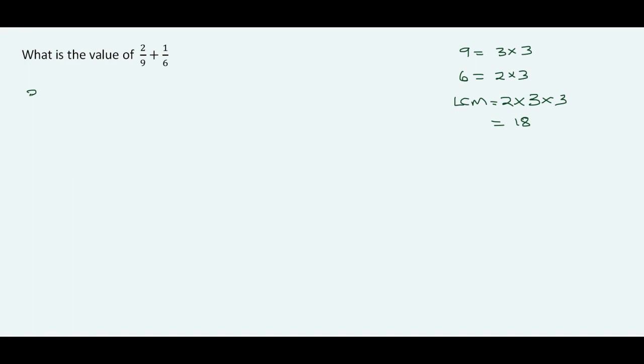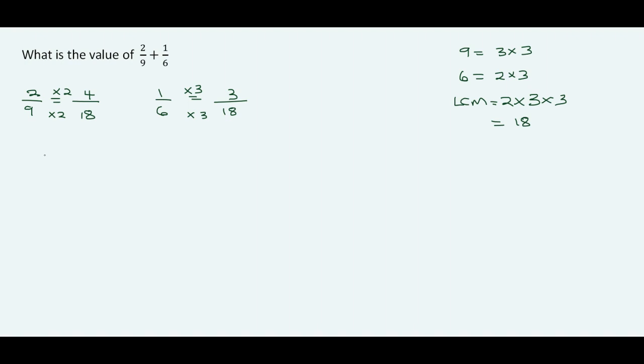So now 2 over 9 is equal to, we're creating an equivalent fraction. 9 we multiply by 2 to get 18. 2 we multiply by 2 to get 4. And then 1 over 6, we have a denominator of 18. 6 we multiply by 3 to get 18. 1 we also have to multiply by 3 to get 3.